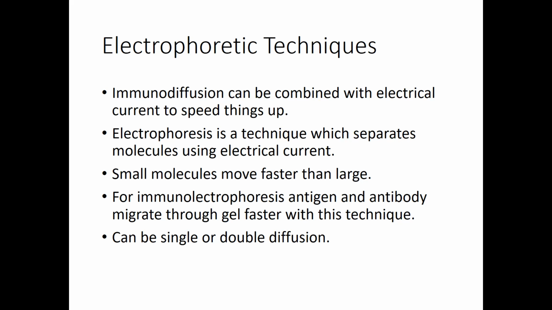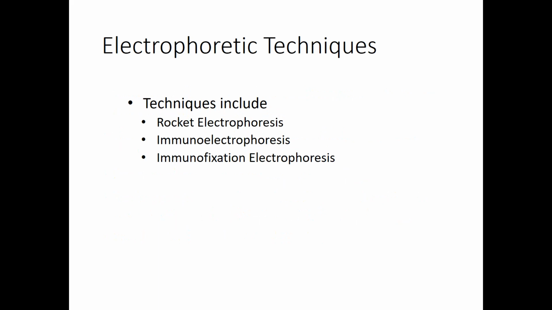And just as we saw in our electrophoresis last week when we were talking about antibodies, small molecules move faster than big ones. Think of it like a big molecule trying to chug through Jello, right? Small molecules are going to get through it faster. And for immunoelectrophoresis, with antigens and antibodies, this is going to help move that faster. So we can do this either by single or double diffusion techniques.